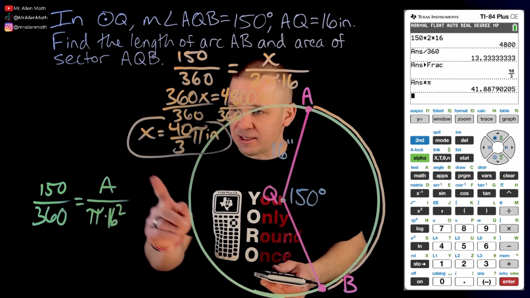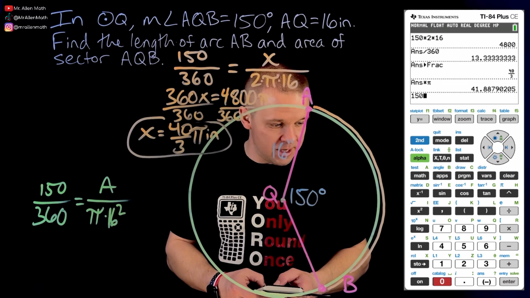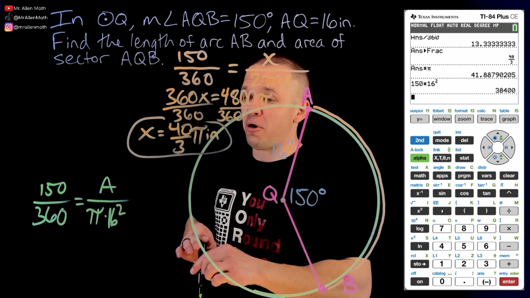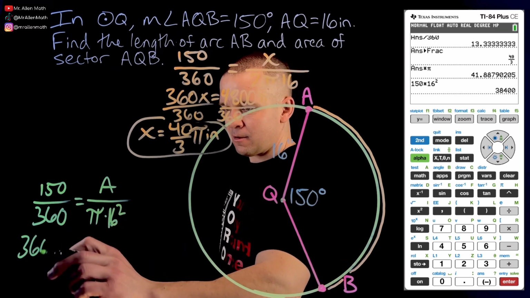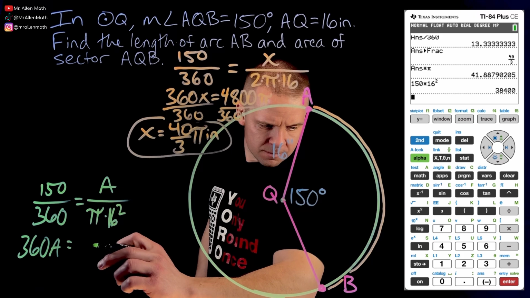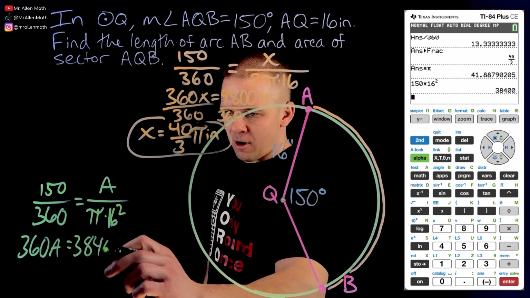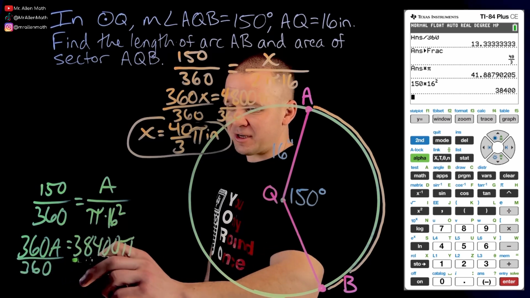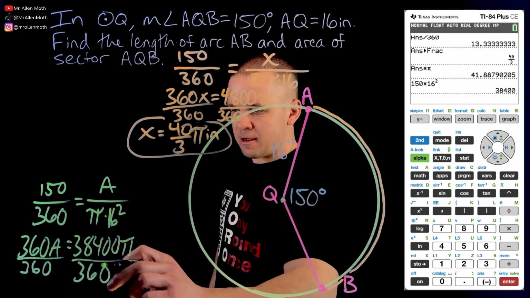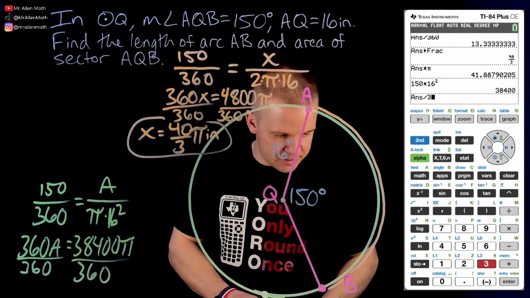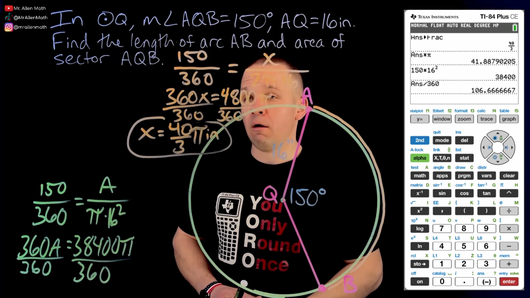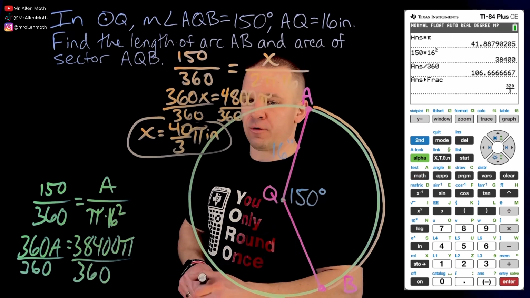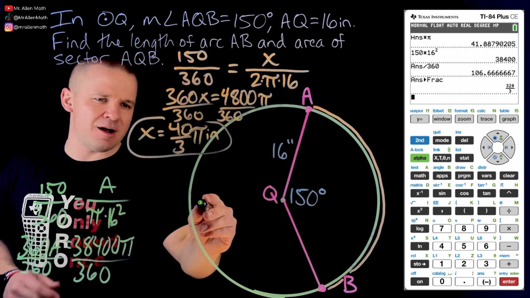We've got 150 times 16 squared, and we get 38,400. So I have 360A equals 38,400 pi, and that'll divide by 360. Hit enter. Decimals again. Math, frac, enter. 320 over 3. So my final answer here for the sector area, I'll just write it right here.